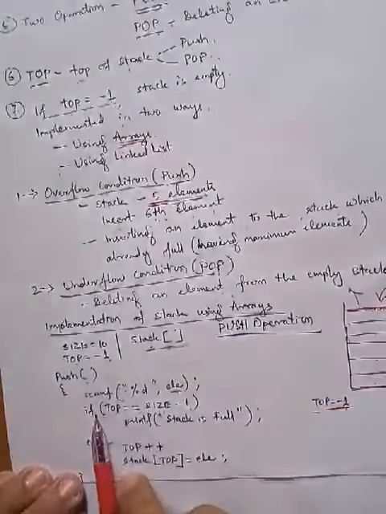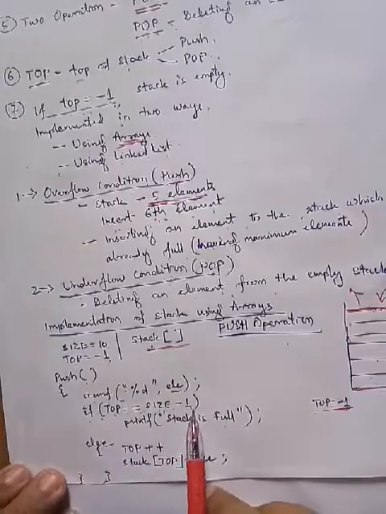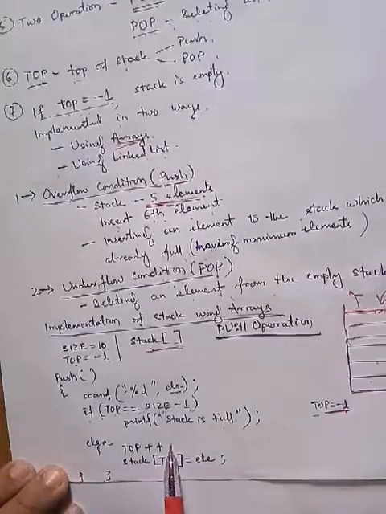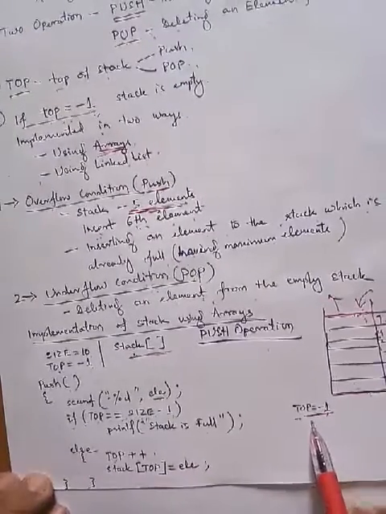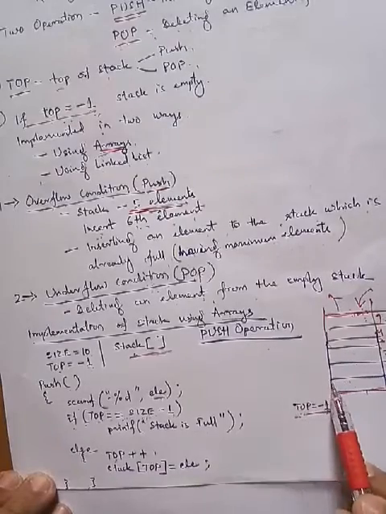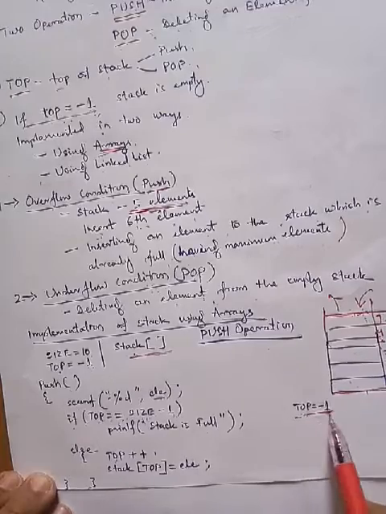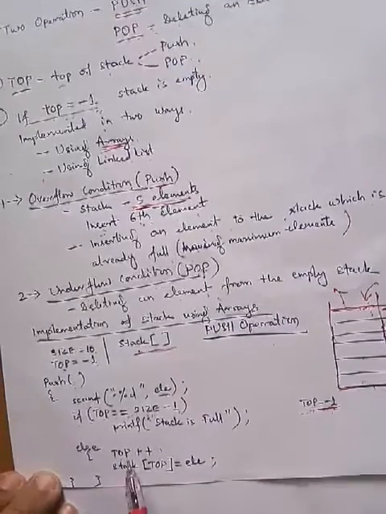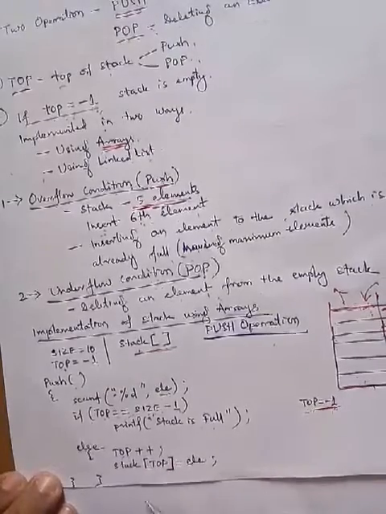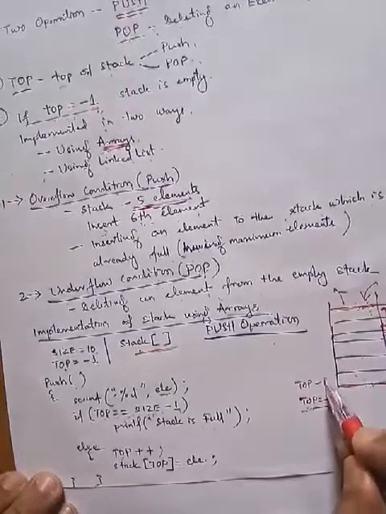Now in the else part, if top is not equal to size - 1, we have written top++. That means the top variable should be incremented first, then you can insert a new element here. Now the top is -1. So when that is incremented by 1, we write top++. So top is equal to 0 now.